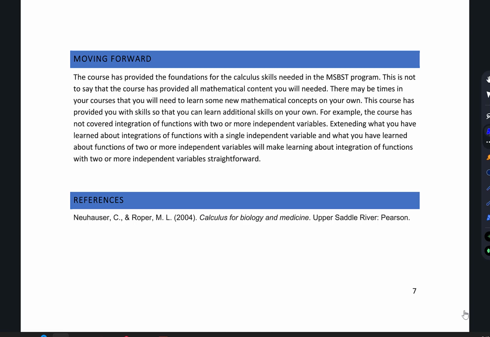So for example, the course has not covered integration of functions with 2 or more independent variables, but extending what you've learned about integration of functions with a single independent variable and what you've learned about functions with 2 or more independent variables, this is going to make learning about integration of functions with 2 or more independent variables very straightforward. So you now have all of the foundational information that you need, but just keep in mind as you move forward, there may be some new skills that you need to learn on your own, but you do have all the foundations you need to be able to do that.